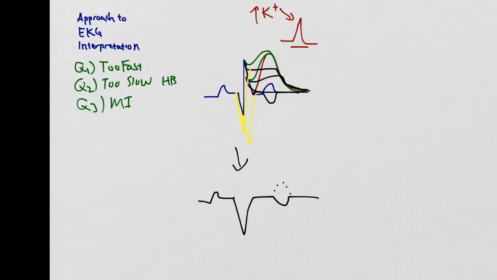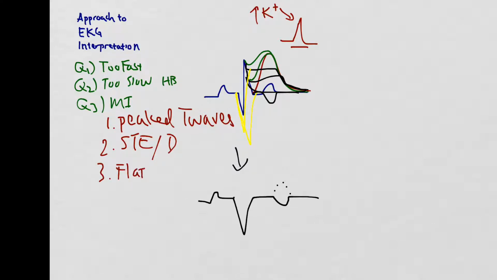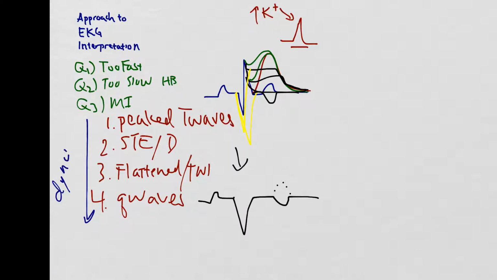So again, what you're looking for are: 1, peaked T waves; 2, ST elevations, and here I'll usually include depressions, which is what you'll see in subendocardial injury or NSTEMIs; 3, flattened T waves or T wave inversions; and finally 4, Q waves. So when people talk about dynamic EKG changes, this is what they're talking about, this progression.